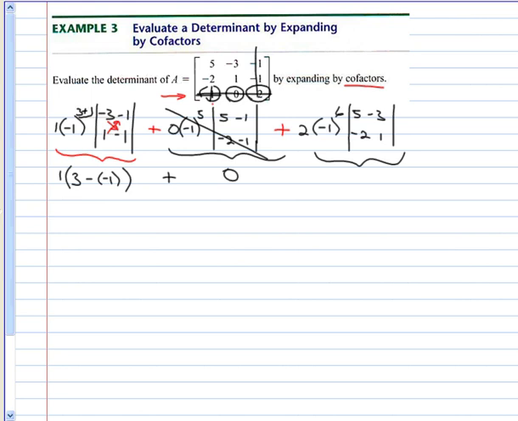Plus 0, plus, now let's come over here, what's negative 1 to the 6th? 1. 1 times 2 is 2. Times this determinant, what's 5 times 1? 5 minus negative 2 times negative 3?